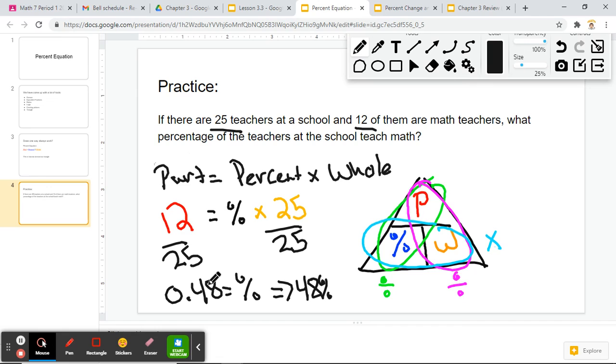Right, so this is just an equation for us here. Our part is equal to our percent times our whole. You guys don't have to use this every time. You can keep using any method you choose. However, this is just another way for us to solve these problems.